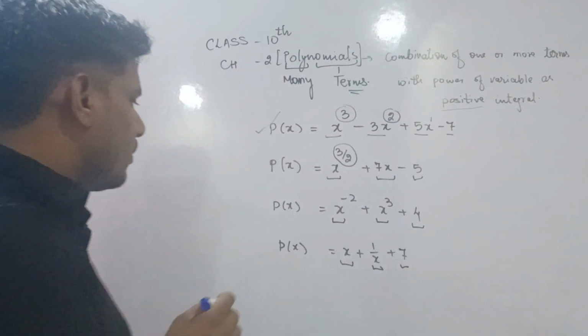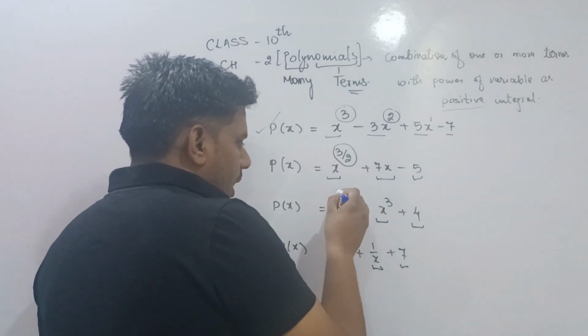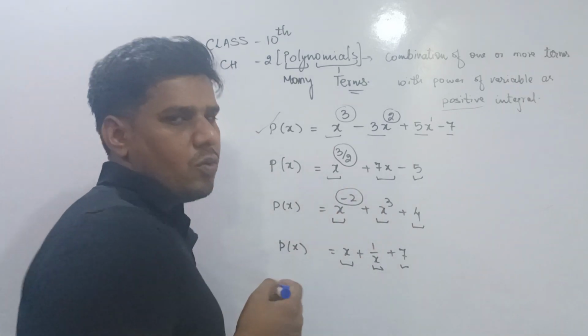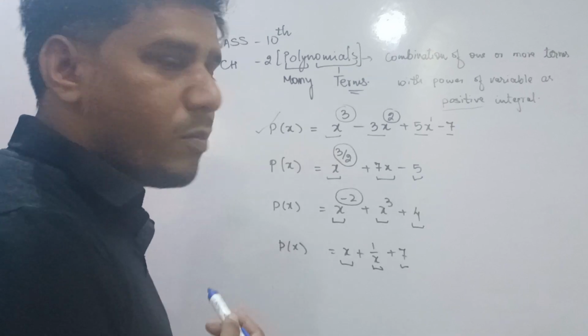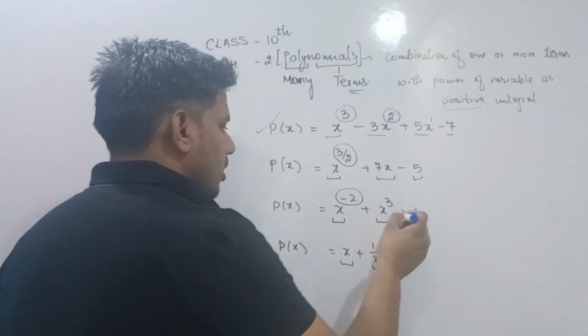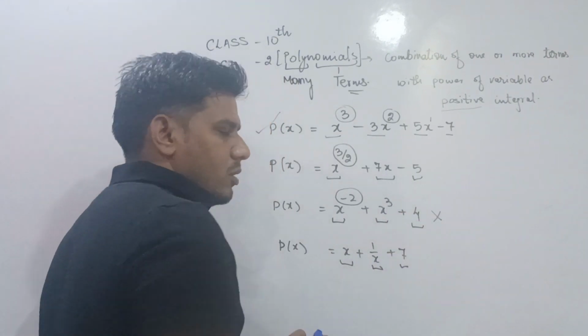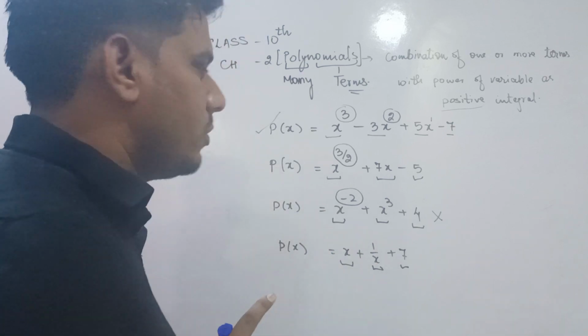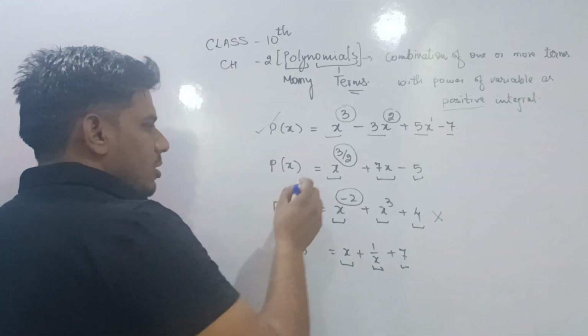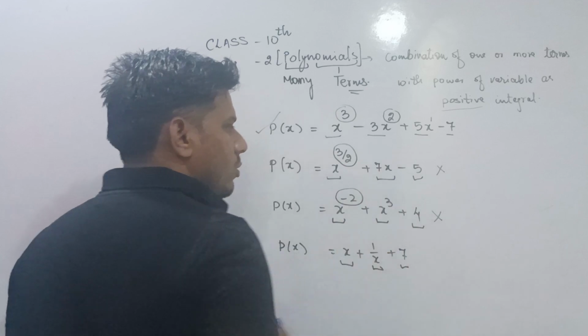Then the third example, here we can check the power of variable is minus 2. So minus 2 is an integer, but it is not a positive integer, so we also cannot say the third one is a polynomial. So it will not be a polynomial. The second one is also not a polynomial.